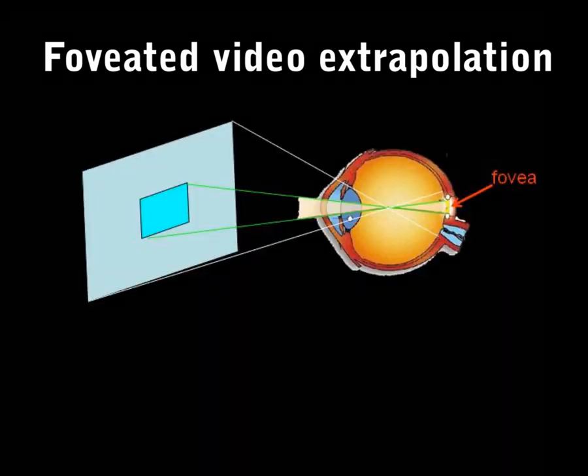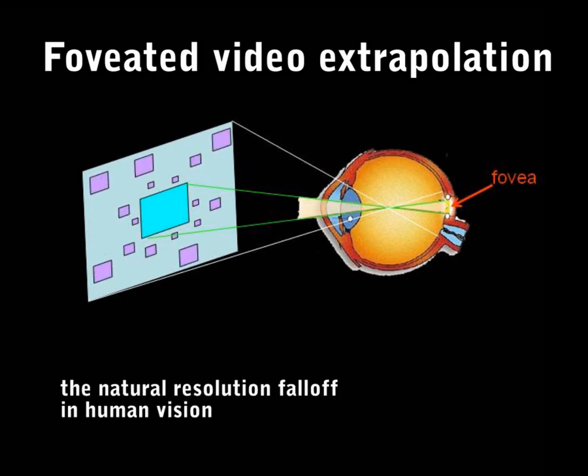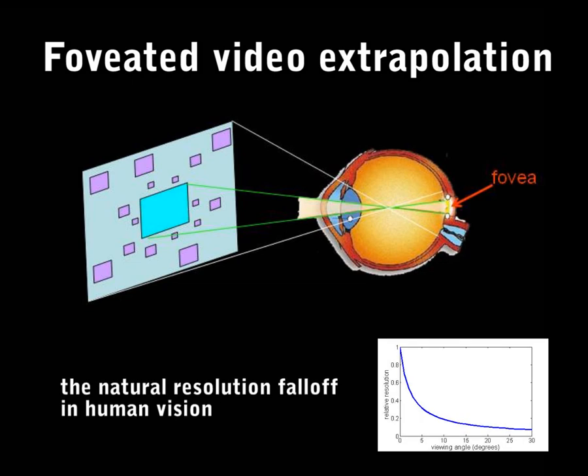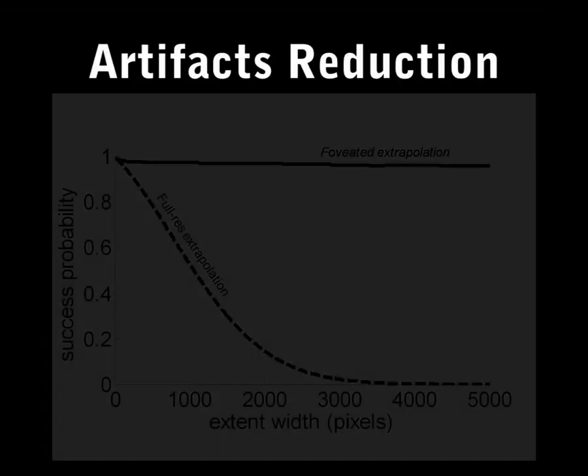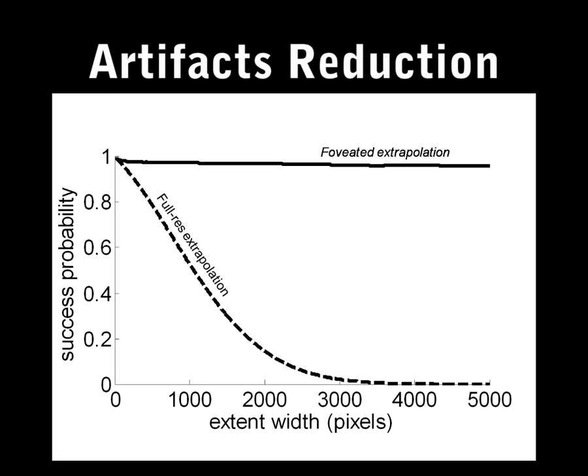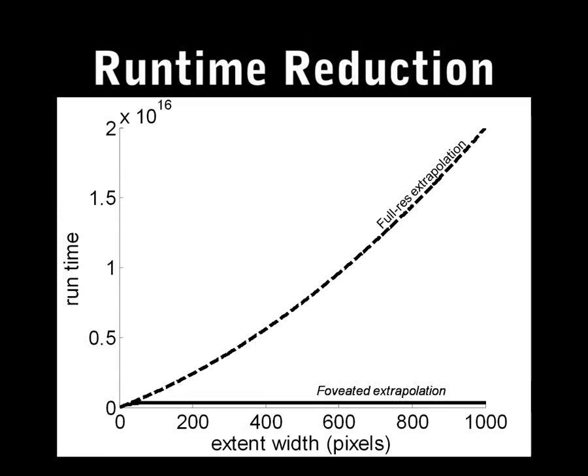Addressing these two problems, we introduce a solution that exploits the foveated nature of human vision. Let the extrapolated region project outside the viewer's fovea. Then the synthesis process can use patches that become gradually coarser and significantly fewer, following the natural resolution fall-off of peripheral vision. We show that this approach significantly increases the chance for a result free of attention-drawing artifacts, and it leads to significant runtime acceleration.